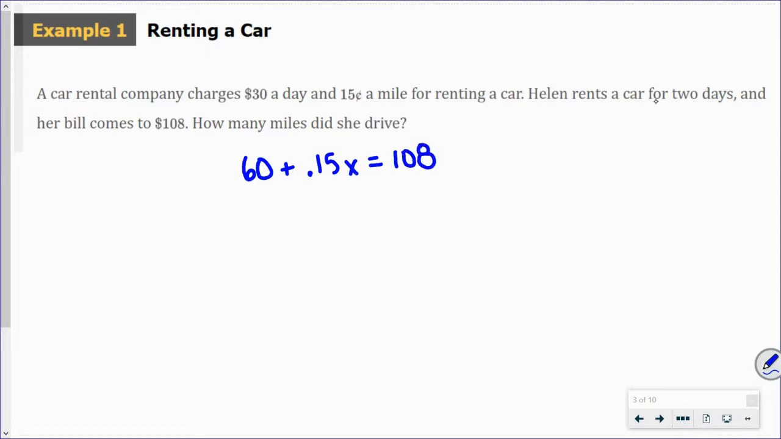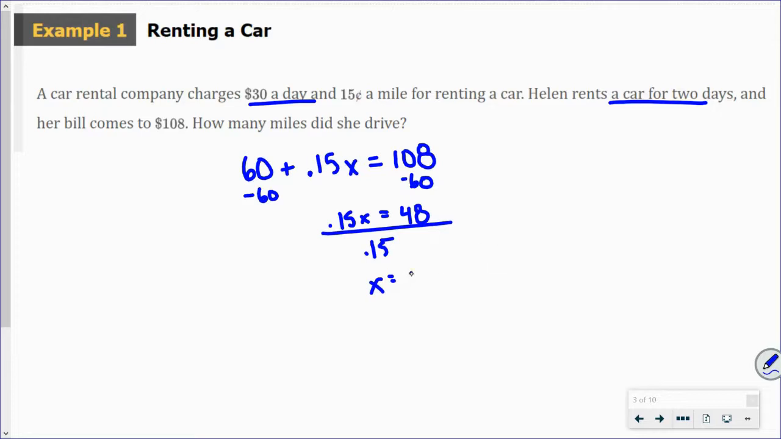Okay, don't forget this little fact here. She rents the car for 2 days. This is $30 a day. Okay, so this is just a linear equation. We're first going to subtract the 60 over. So you get 0.15x equals 108 minus 60. We get 48. And then divide by 0.15. And you get 320 miles.